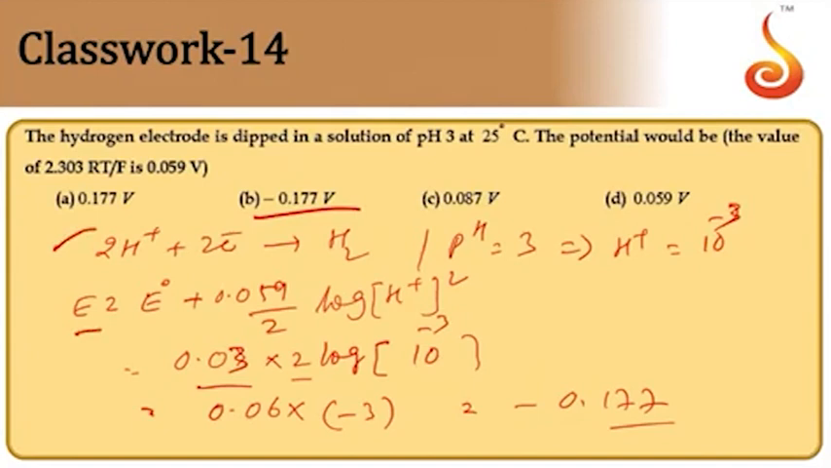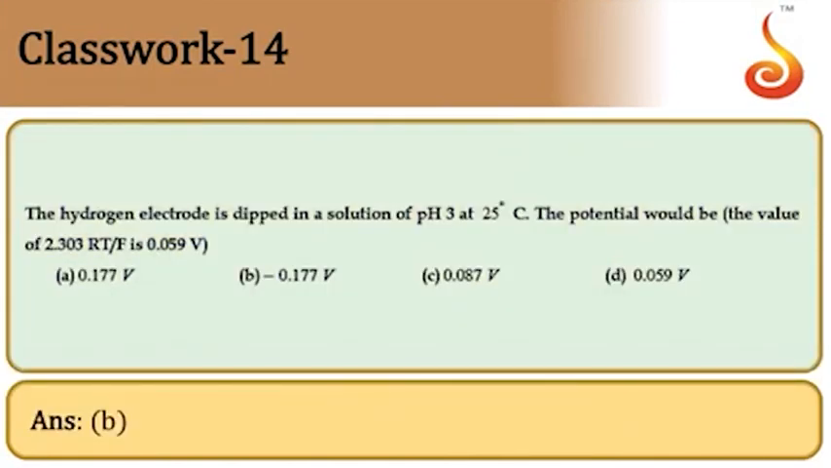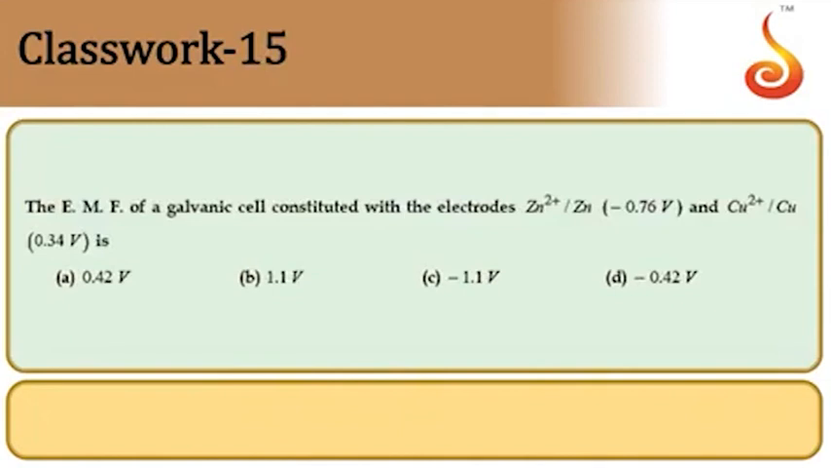Once again, we first wrote the electrode reaction. Then, applying the Nernst equation, E is equal to E naught plus 0.059 by 2 into log of H plus square. E naught is equal to 0. The 0.059 we approximated to 0.06, we have taken the 2 here, so 2 log 10 to the power of minus 3, because 10 to the power of minus 3 is given as the hydrogen ion concentration. Multiplying these, we get 0.06 into minus 3, because log 10 is 1. So minus 0.177, option B.